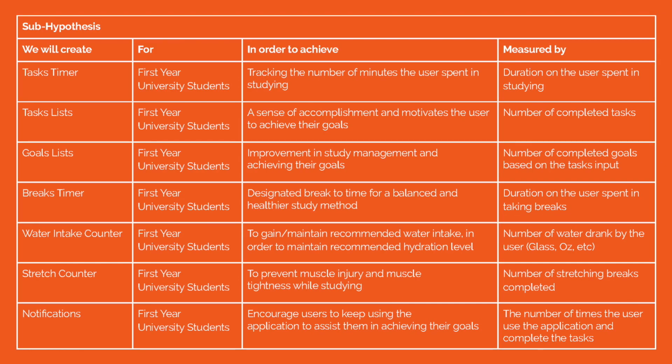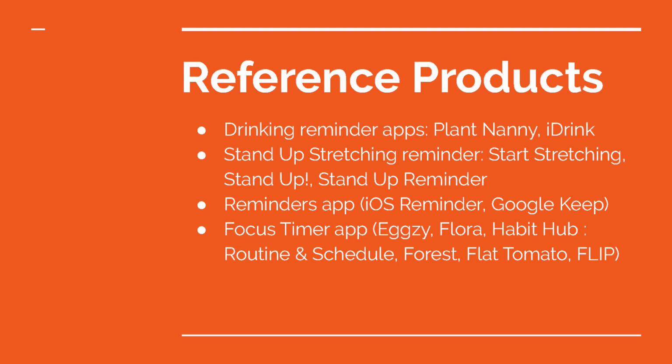So we will create a task timer, measured by the duration the user spent studying; a task list, measured by the number of completed tasks; a goals list, measured by the number of completed goals based on the task input; a breaks timer, measured by the duration the user spent taking breaks; a water intake counter, measured by the number of waters drunk by the user; a stretch counter, measured by the number of stretching breaks completed; and notifications, measured by the number of times the user used the application and completed tasks.